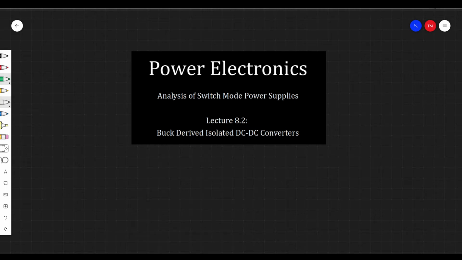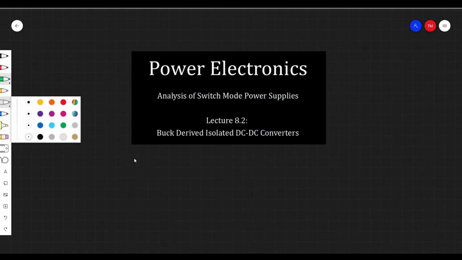I'm Tim, and today we're going to be talking about isolated converters again. So, what I wanted to look at were buck-derived topologies. And just to remind you guys, where we kind of left off was here, right?